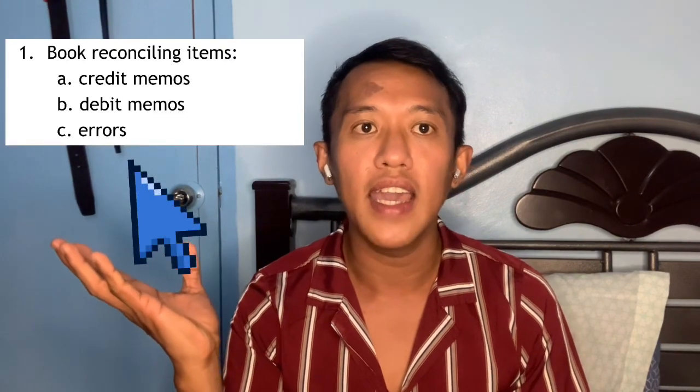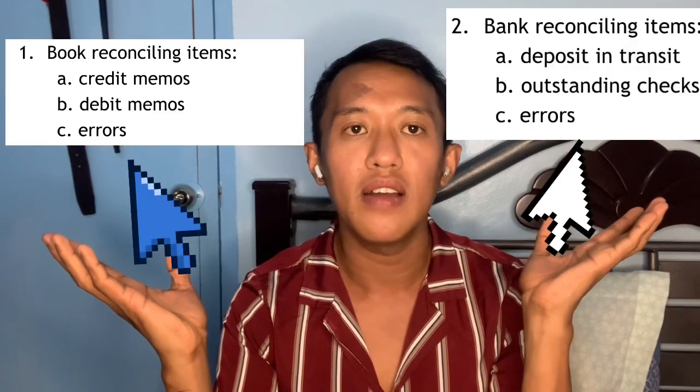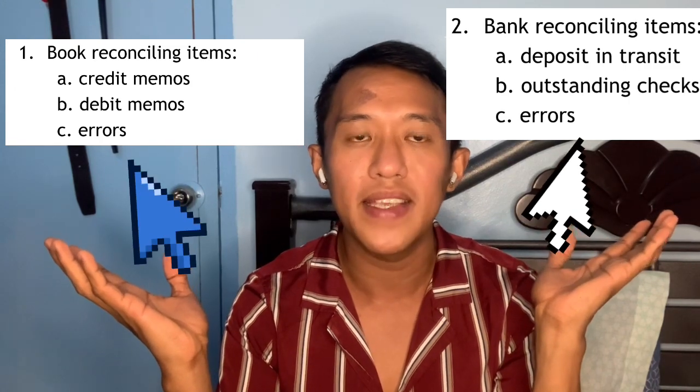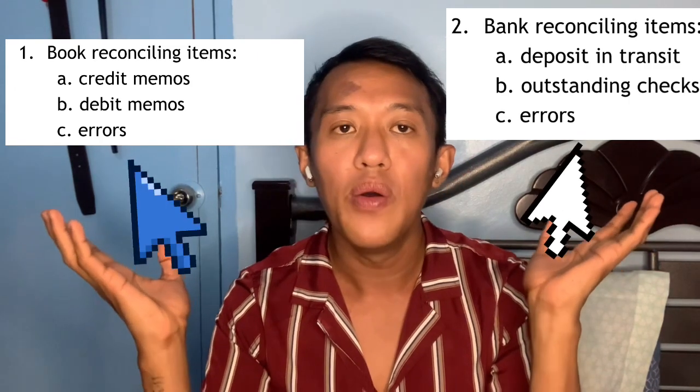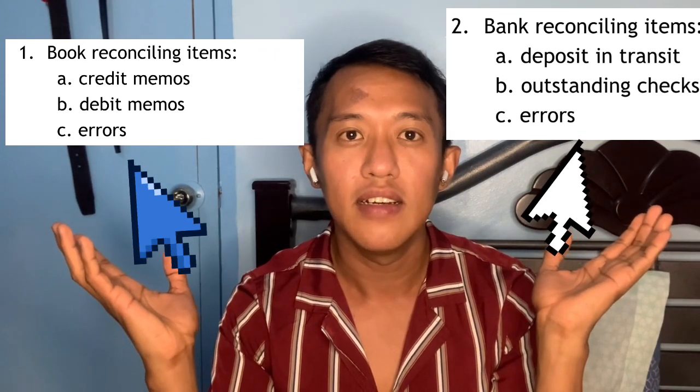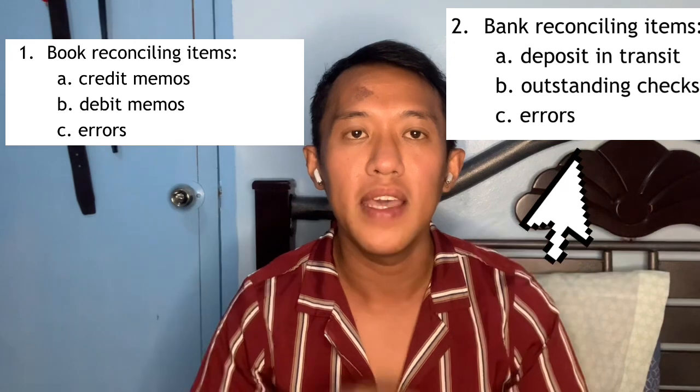Take note that in both the book reconciling items and the bank reconciling items, we have number three: errors. Both are present in the two. Whoever commits an error is the one who makes the adjustment.